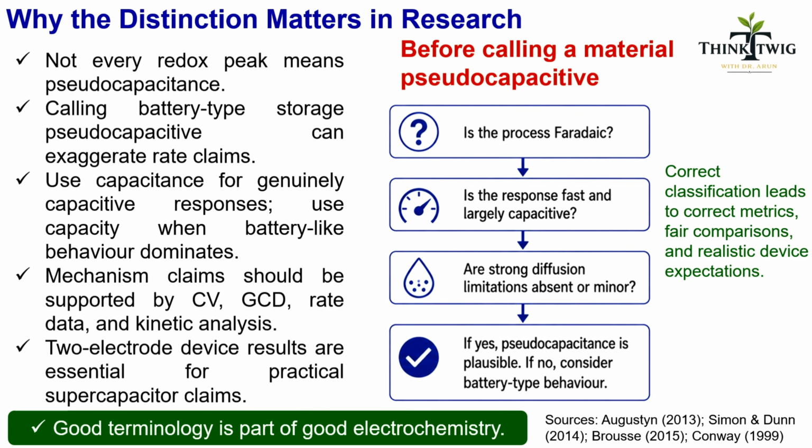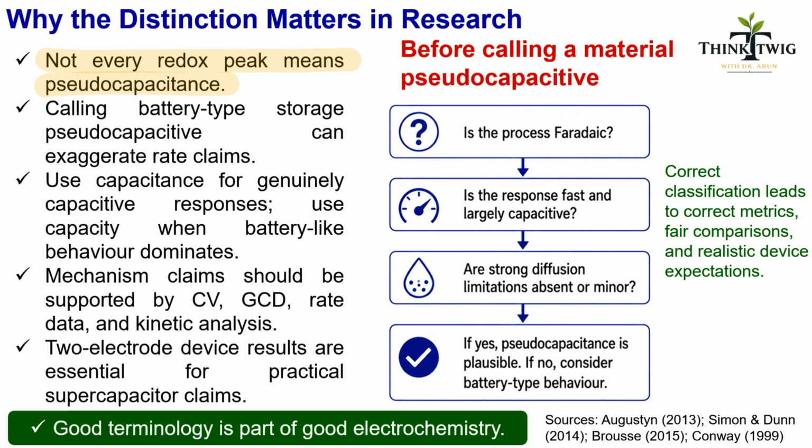So at this point, you may ask, why are we spending so much time on terminology? Because terminology changes how we investigate the data. The first warning is very important. Not every redox peak means pseudocapacitance. A redox peak tells us that a Faradaic reaction is involved. It does not by itself prove that the reaction has pseudocapacitive kinetics.